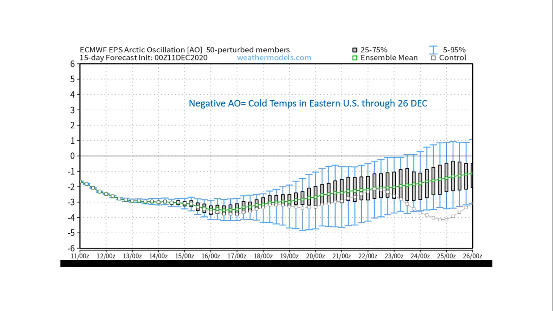Looking at the European EPS, 50 perturbed members, AO forecast, again, this is pretty deeply negative, sharply negative, the AO on this model run. Pay attention to the green line and note that's the ensemble mean, or the average of all the runs. And it slowly is creeping up, getting closer to neutral by the 26th of December, but it remains negative all the way through late December.